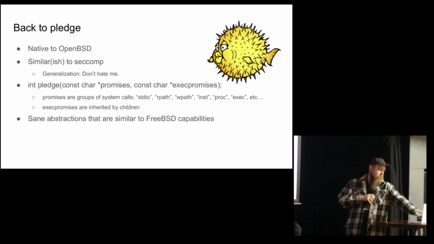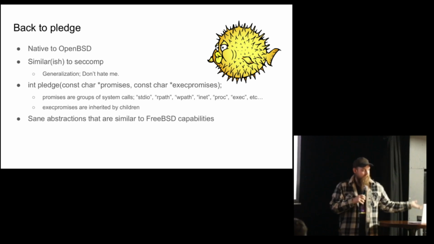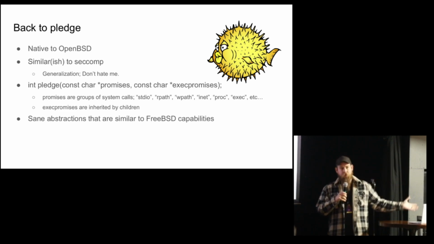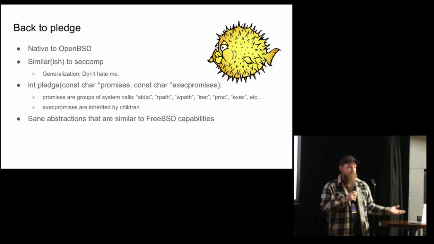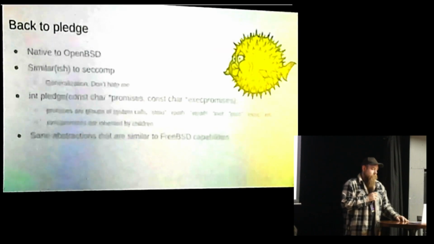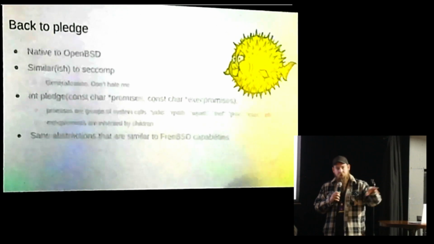You can see that there's stdio, rpath, like read, write, inet, process, all that stuff. It's basically just saying you've got a whole bunch of system calls that are what the operating system provides as an interface to do stuff. You're grouping them together into things that programs are going to use naturally together. The main difference between promises and exec promises is that exec promises are inherited by children.